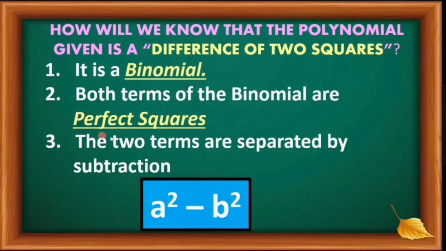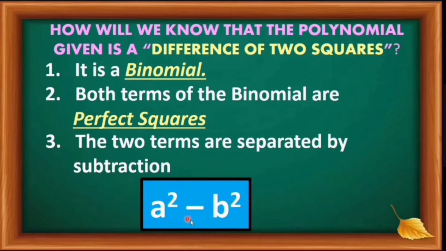How about the second condition? Are both terms perfect squares? Yung a squared ba at saka yung b squared are perfect square? Obviously, the variables are being squared, so therefore these terms here are really perfect squares. Ano nga ba natin malalaman kung kailan perfect square yung variable? Kapag ang exponent niya ay 2, 4, 6, 8, and so on, meaning even numbers, those variables are considered to be perfect squares. Okay? Next, the two terms are separated by subtraction.